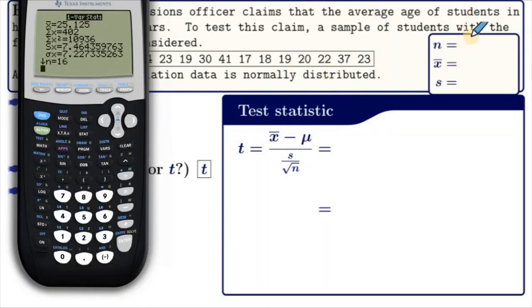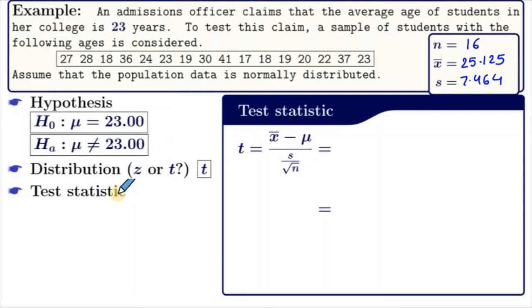So our n is 16. Our x bar is 25.125 and our sample standard deviation is 7.464. So we also need mu, which is hypothesized mean, which is given to be 23. Now we can put everything in this formula.